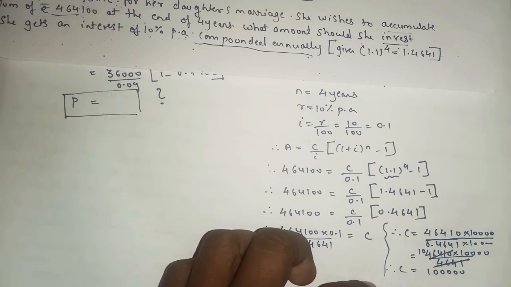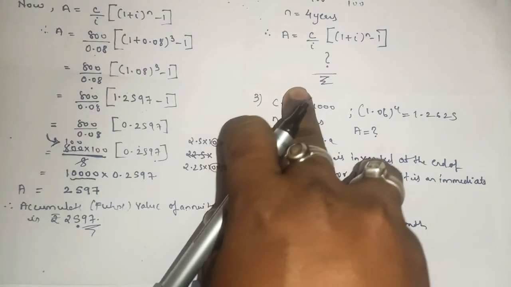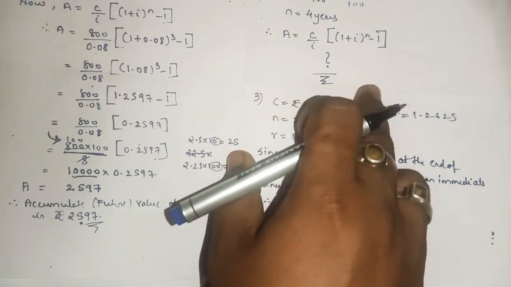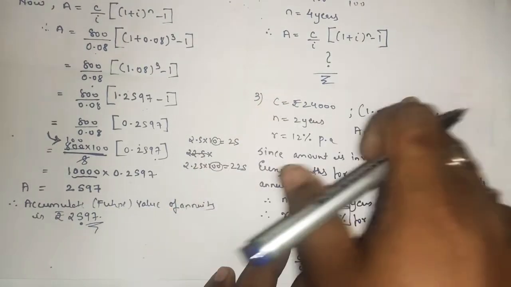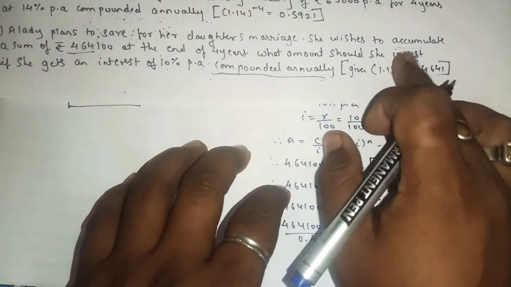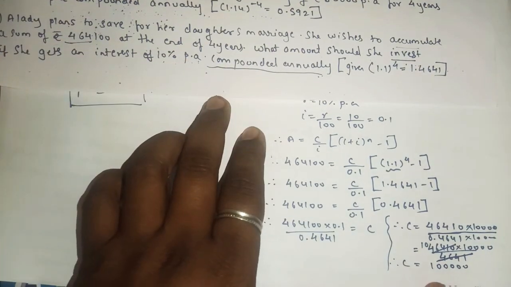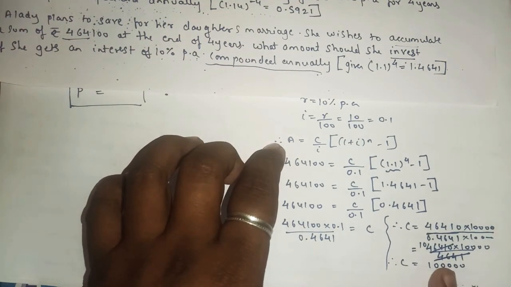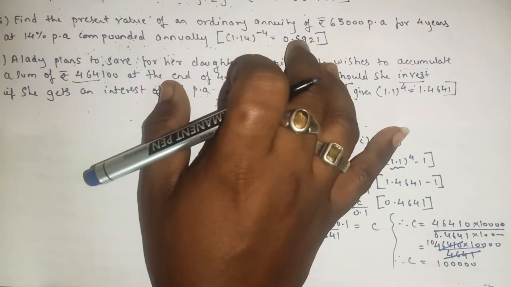And see to it that in each and every sum, the last step you will mention: if they ask the accumulated value after 1 year, you will write the accumulated value after 1 year is so and so, the present value of the immediate annuity is so and so. As in this question it was mentioned how much she should invest if she gets an interest of 10%, for this sum you will write she must invest rupees 1 lakh every year. Understood? This last part is very important, for that you will get half marks. Don't forget to write that step.